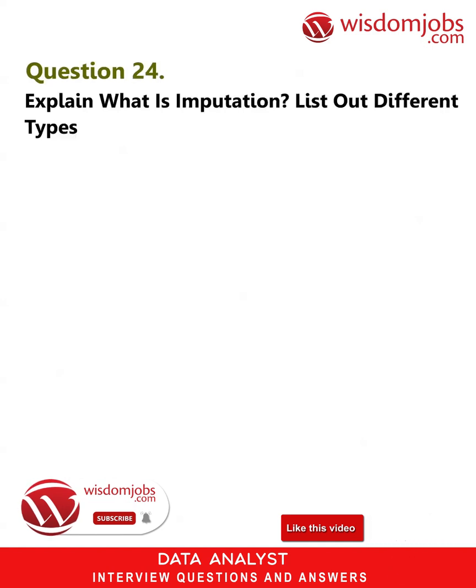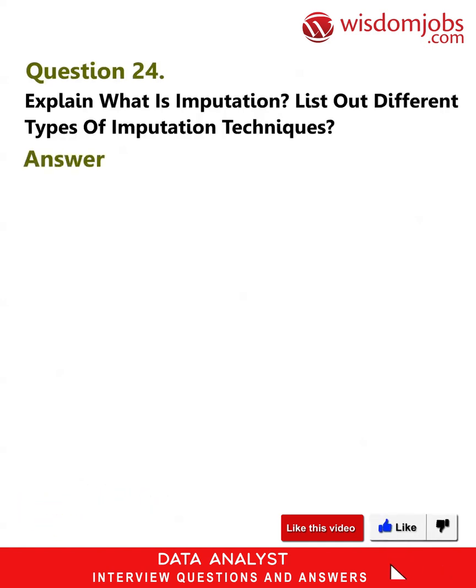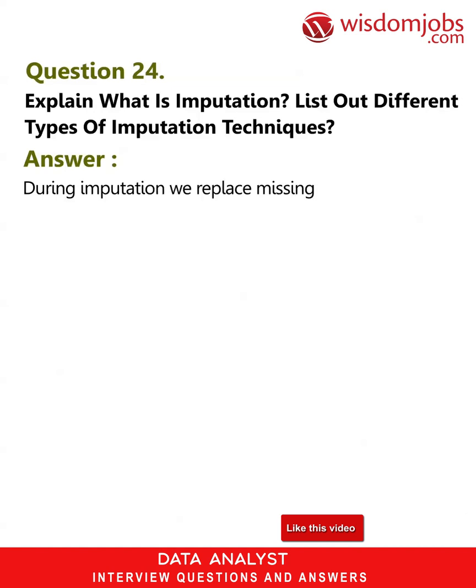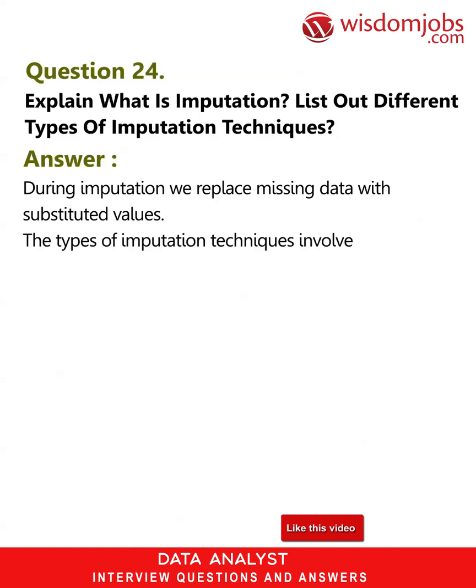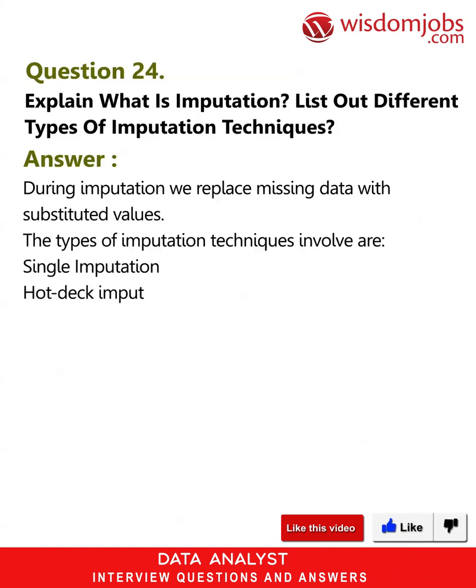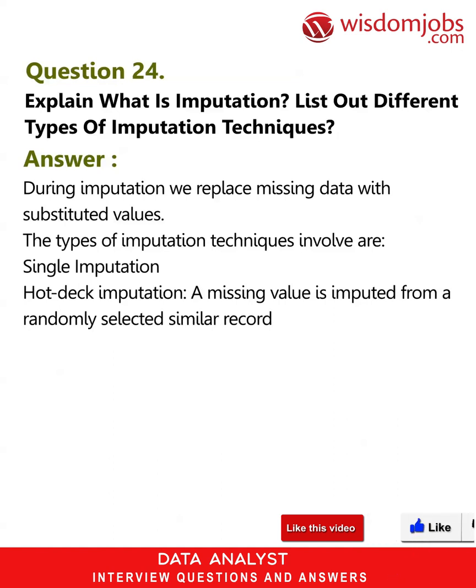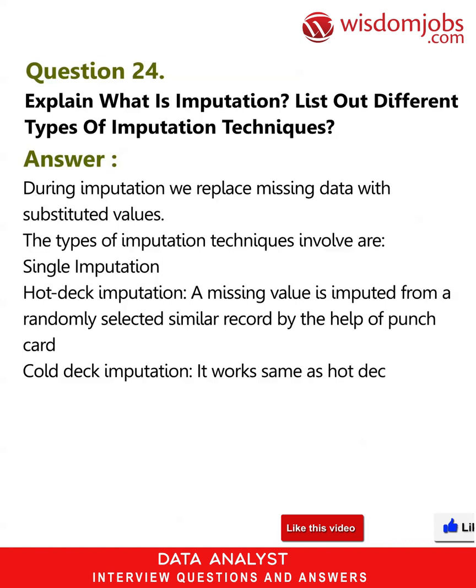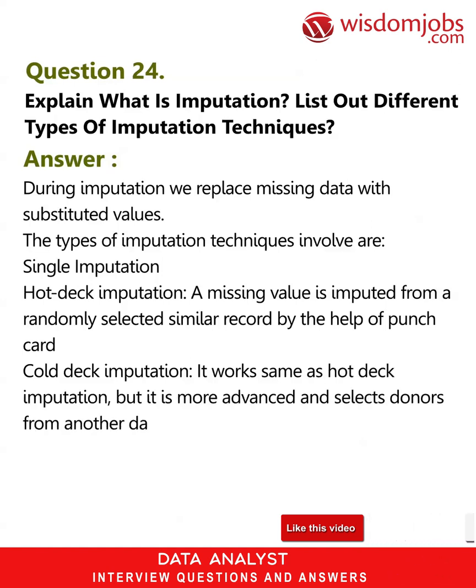Question 24. Explain what is imputation. List out different types of imputation techniques. Answer. During imputation, we replace missing data with substituted values. The types of imputation techniques involved are single imputation, hot deck imputation. A missing value is imputed from a randomly selected similar record with the help of punch card. Cold deck imputation. It works the same as hot deck imputation, but it is more advanced and selects donors from another dataset.